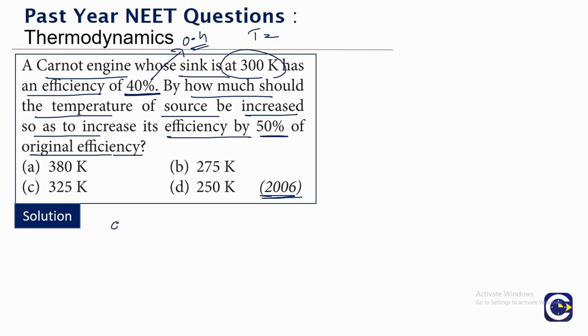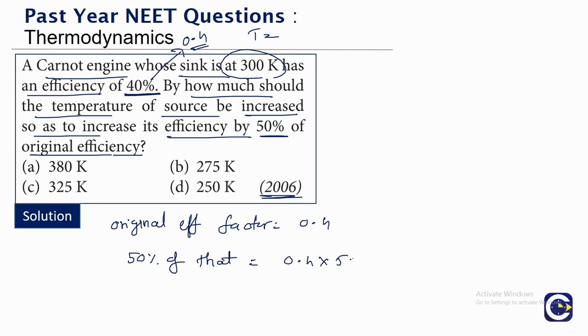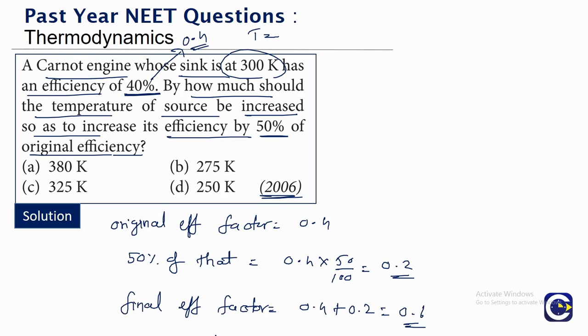So you look at it, what is the original efficiency factor? That is here 0.4. What do you mean by 50% of that? You have to do 0.4 into 50 by 100, that is 0.2. So they are saying the efficiency has to be increased by 50% of the original efficiency, means the final efficiency factor should be equal to 0.4 plus 0.2, that should be 0.6.